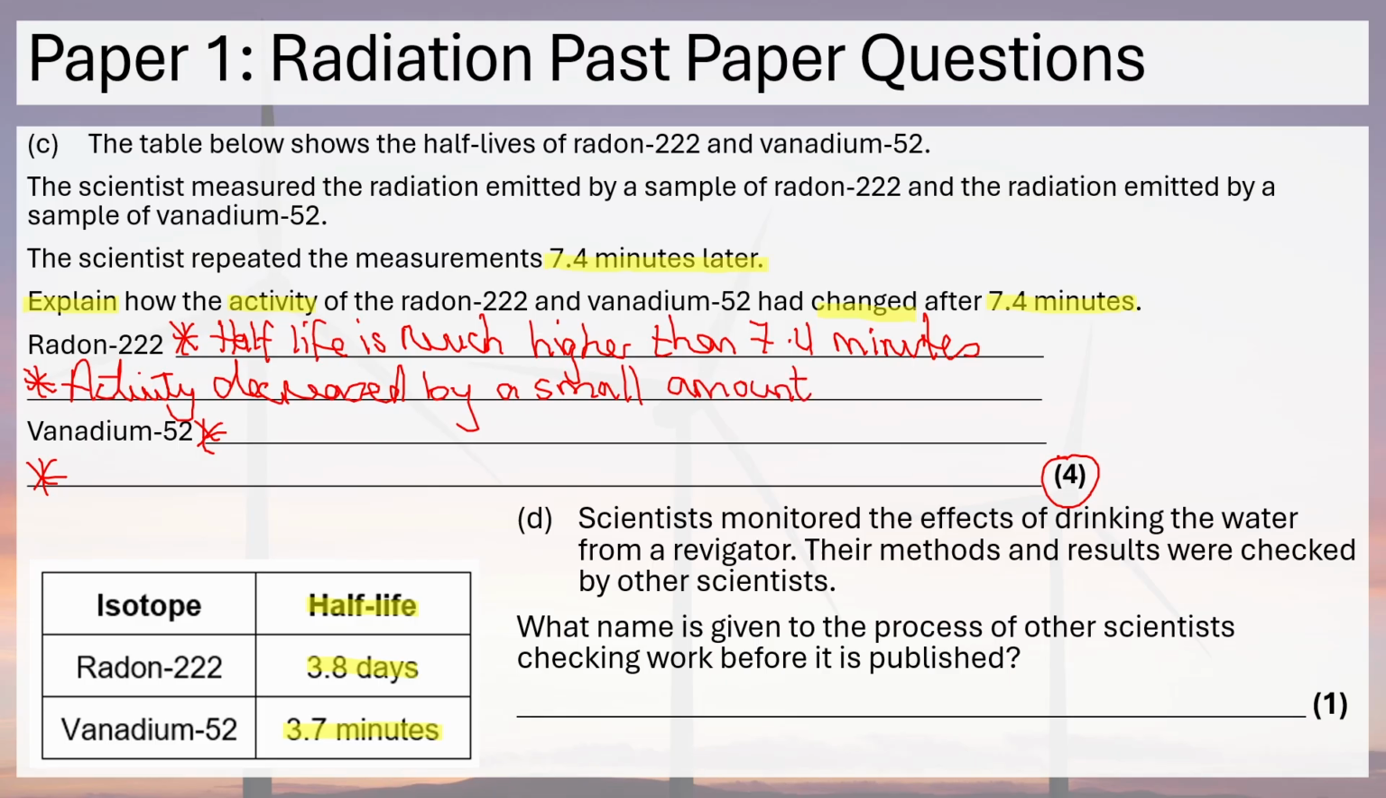Looking at vanadium 52 then, if we look at its half-life, it's 3.7 minutes, which is less than 7.4 minutes, and if you spotted it, it's actually half of 7.4 minutes. So for vanadium 52, the half-life is half of 7.4 minutes. So 2 half-lives have passed.